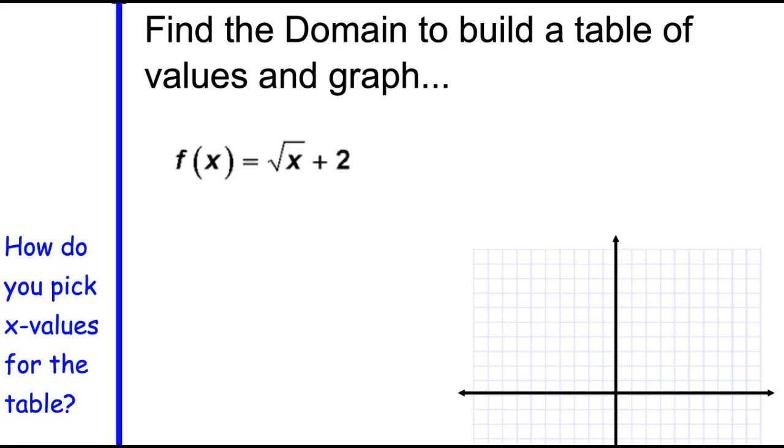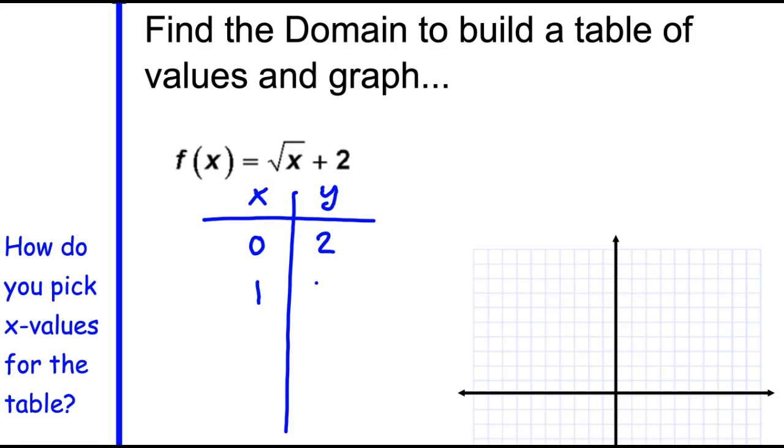Let's build a little table of values here, and let's sketch a graph. So, what values for x should I pick for my table of values? Normally when we make a table of values, we pick some negatives, 0, and some positives. But we can't pick negatives here because it's the square root of x, and negatives would give us a non-real number. So let's start with 0. Square root of 0 is 0, plus 2 is 2. Then 1. Square root of 1 is 1, plus 2 is 3.